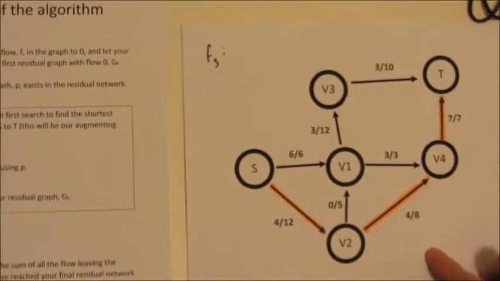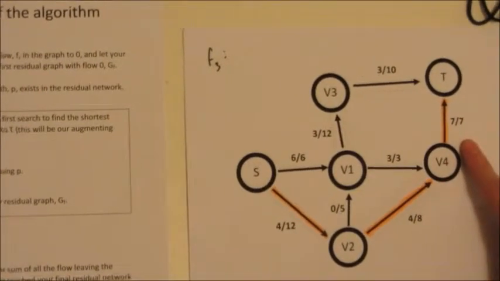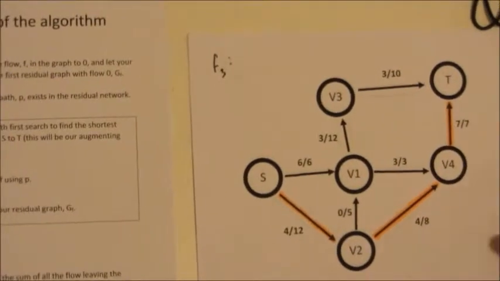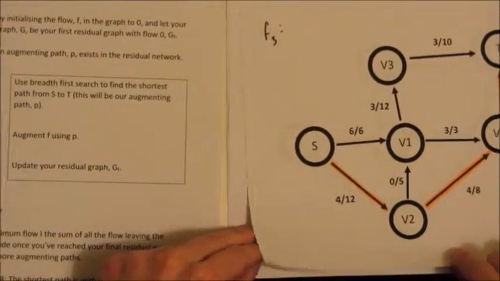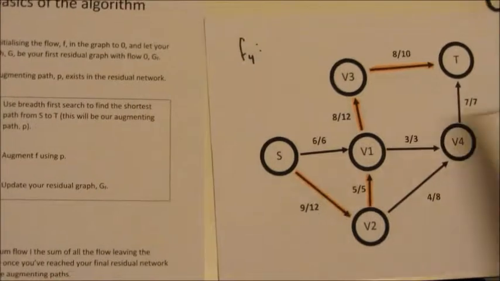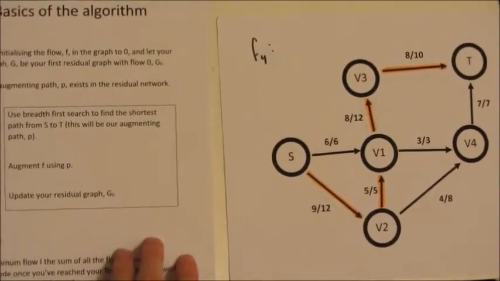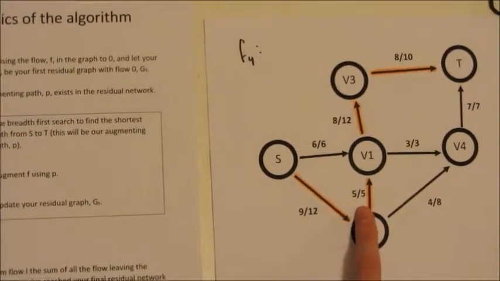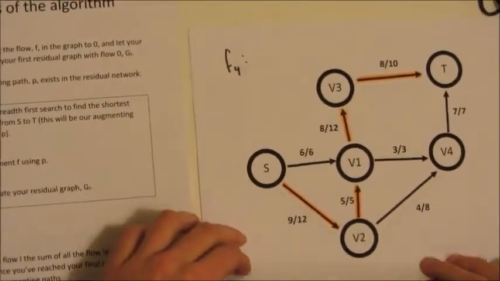Another path of length 3 is shown here, with the critical edge turning out to be this one at the end. Having previously been used, we were only allowed to push 4 along this path. After augmenting F using P, we continue and find this residual network. This is our new augmenting path of length 4 after having run breadth first search. We find this edge of capacity 5 to be our critical edge, which results in us pushing 5 along the edges in orange.